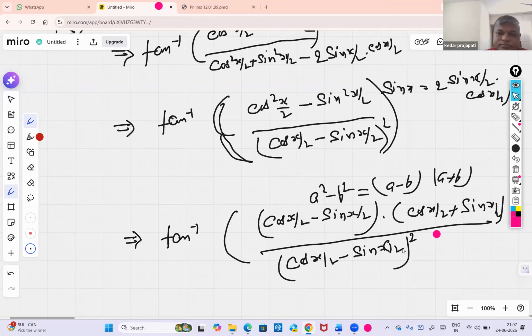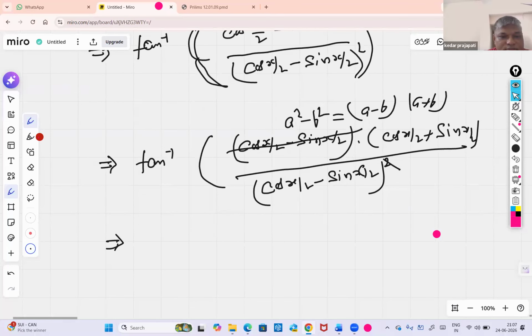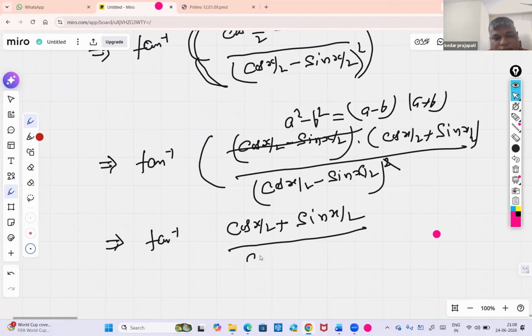Now cos x by 2 minus sin x by 2 will get cancelled, one term. So what is remaining now? Tan inverse of (cos x by 2 plus sin x by 2) divided by (cos x by 2 minus sin x by 2).